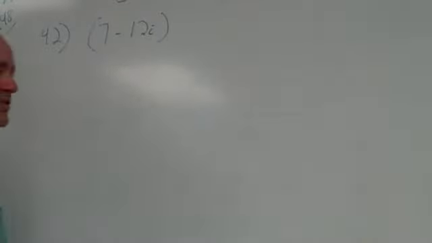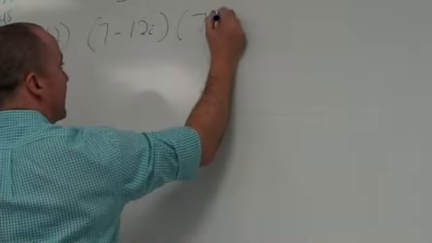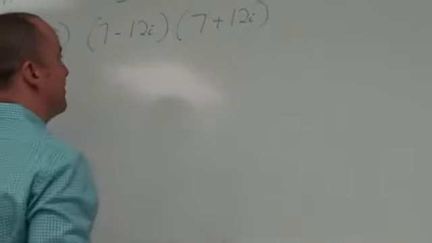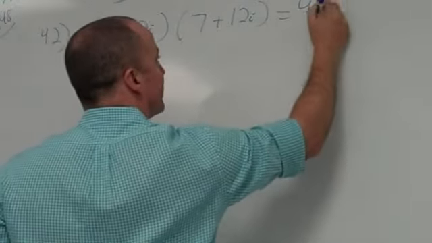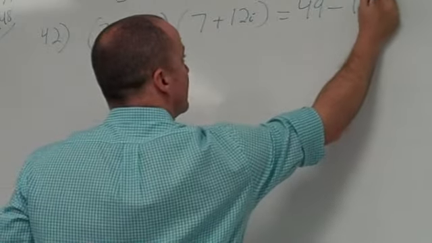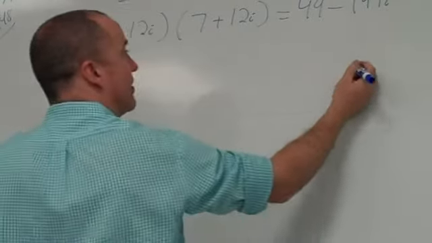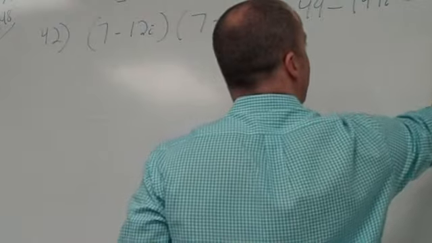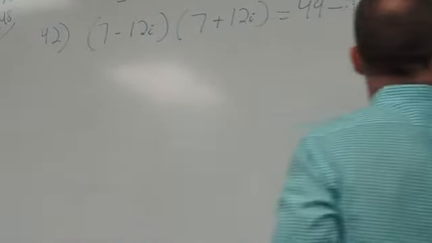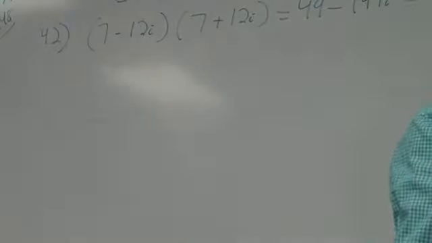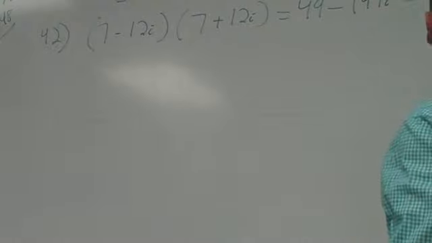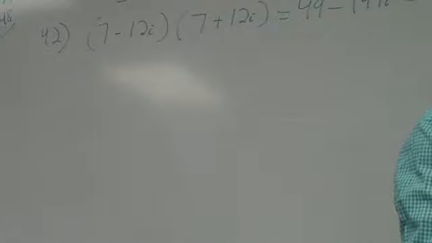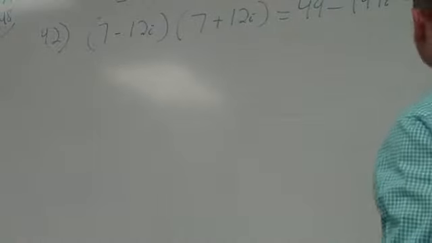What's the complex conjugate of 7 minus 12i? 7 plus 12i. And it's going to follow your simple factoring pattern of a squared minus b squared. 49 and 144. Yep, 49 minus 144i squared, which is going to become 49 plus 144, which is going to be 193.